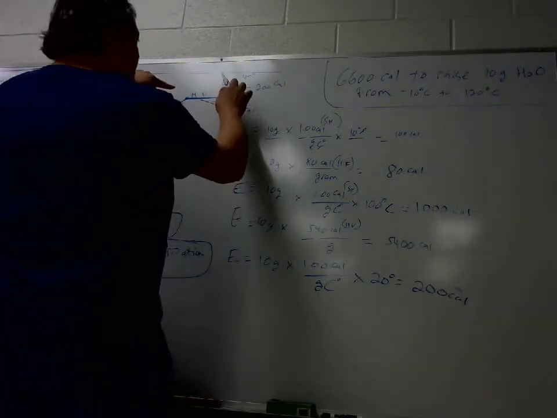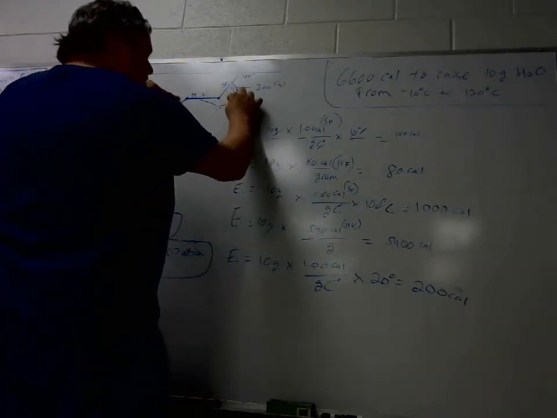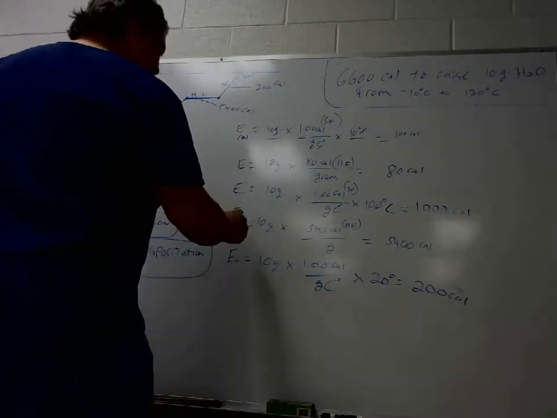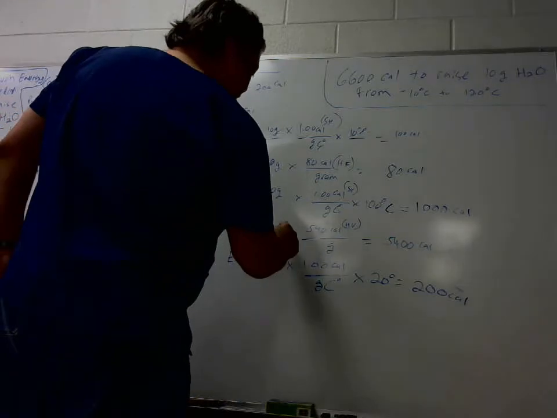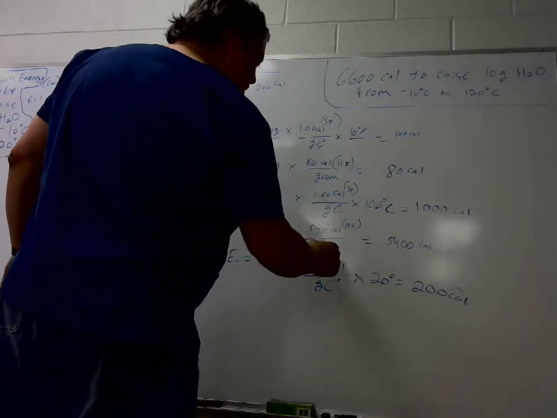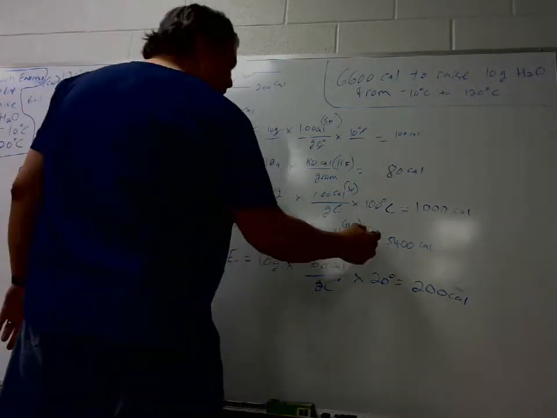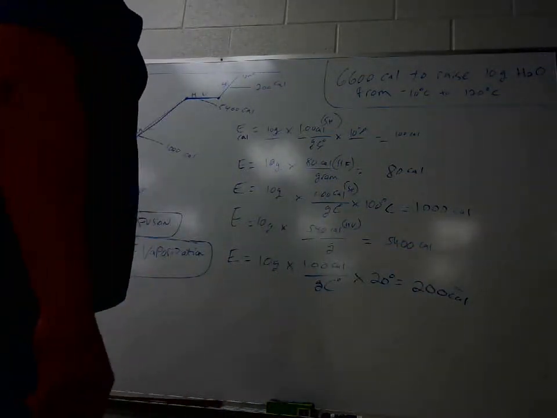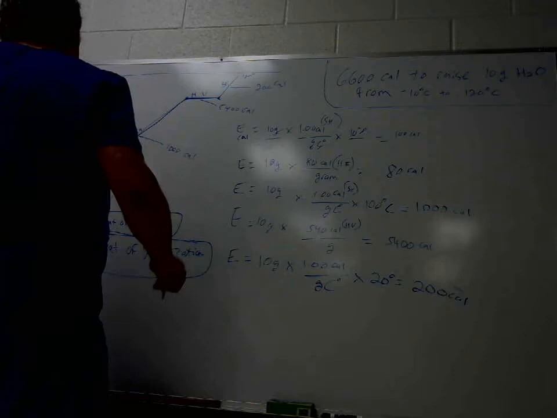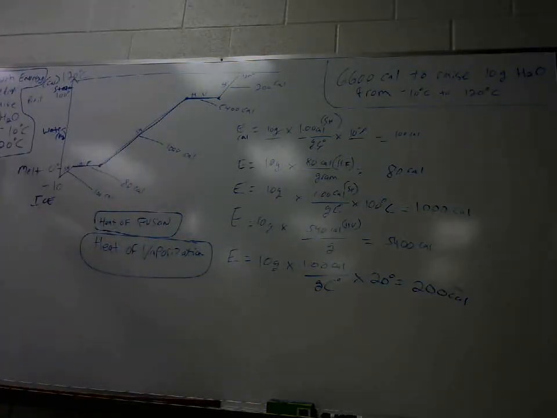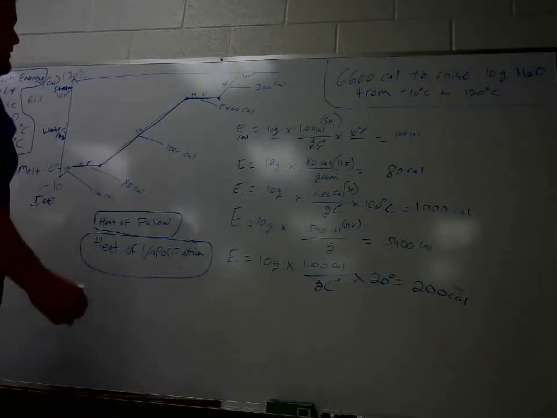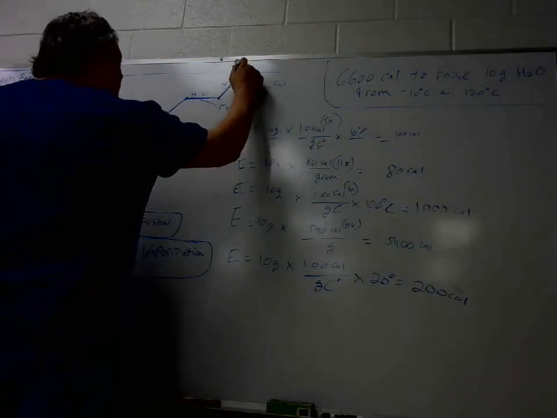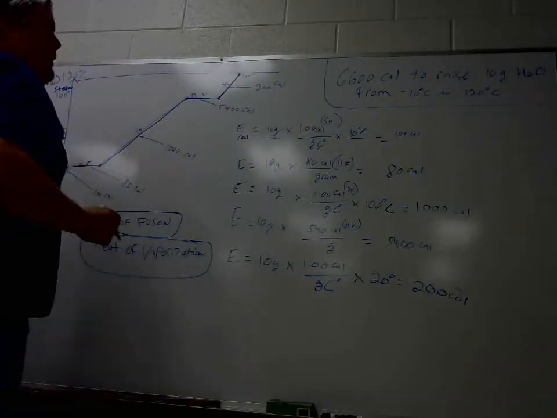Temperature change is not an issue here because you're stuck at 100 degrees Celsius going from a liquid to a gas. So energy in calories is equal to 10 grams times 540 calories per gram. That's our heat of vaporization value. That equals 5,400 calories. Okay, so now we're here. Now, our problem states that we're going all the way up to 120 degrees Celsius. So as this boils off the steam, now we're going up to 120.